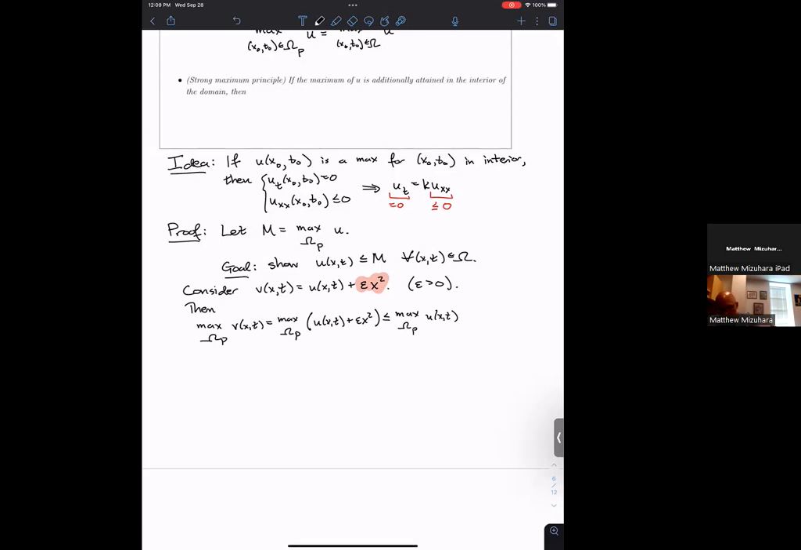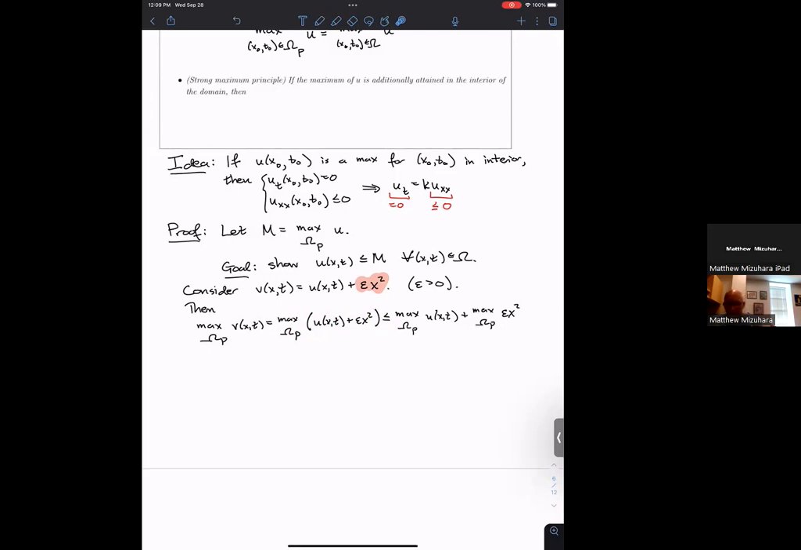So this is less than the max over the parabolic boundary of u plus the max over the parabolic boundary of epsilon x squared. Now, why is that true? This inequality happens because the max on the left-hand side is: find the x and the t which make this sum as big as possible. But importantly, I have to use the same x for the u and for the x squared.